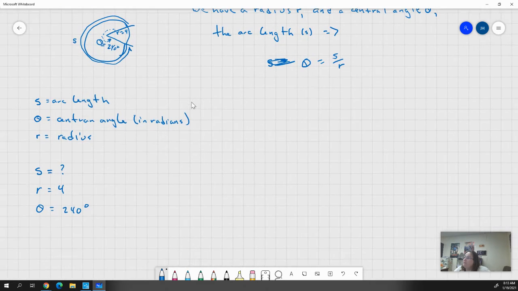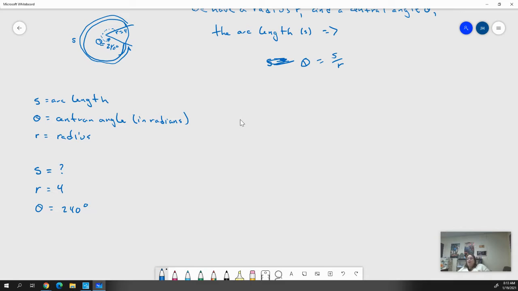And so if we want to solve this problem, the first thing that we're going to have to do is figure out what our theta is in radians, right? We have degrees, we need radians. So the first thing that we're going to do is we've got 240 degrees times pi radians over 180 degrees. You guys should remember that formula. If you're rusty, it should start making sense here.